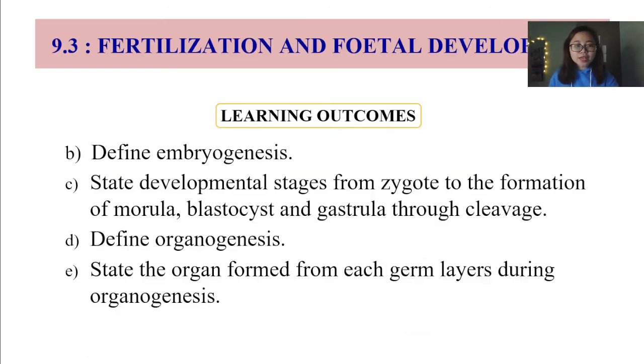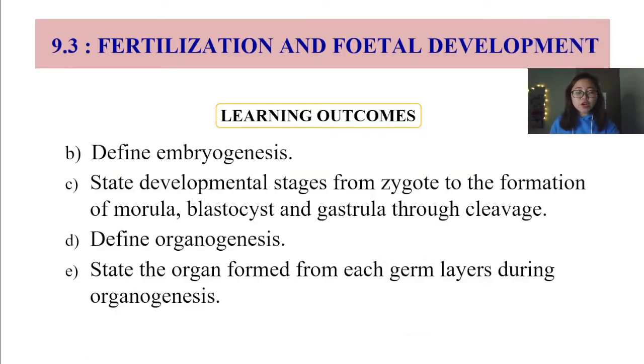Now, here are the learning outcomes for this subtopic. I hope that by the end of the lesson, you would be able to define embryogenesis, state the developmental stages from zygote to the formation of morula, blastocyst, and gastrula through cleavage. You should also be able to define organogenesis and state the organ formed from each germ layer during organogenesis. Now, if you're ready, let's begin.